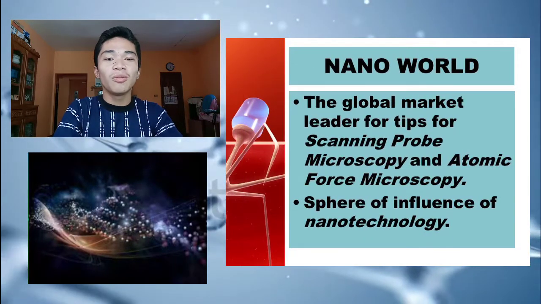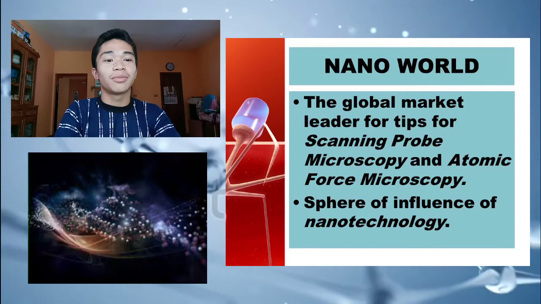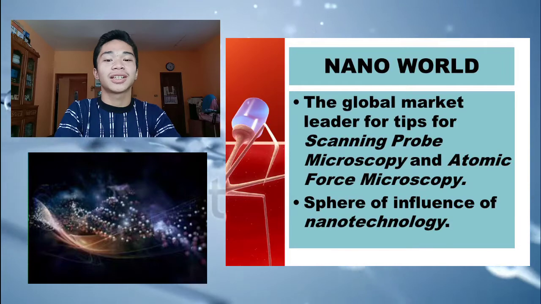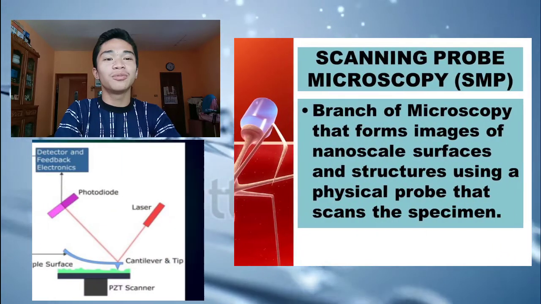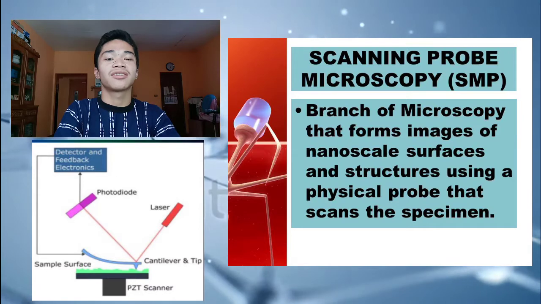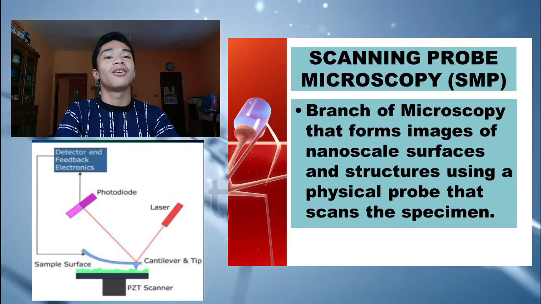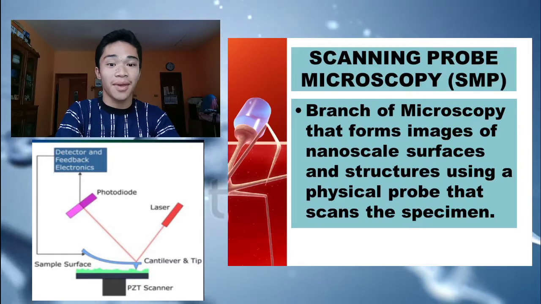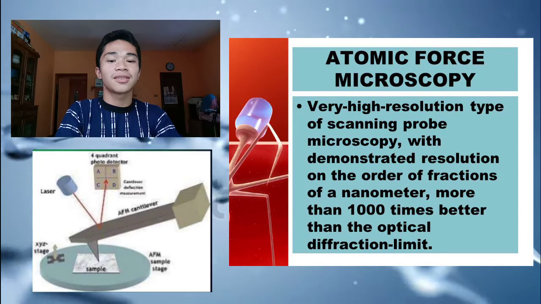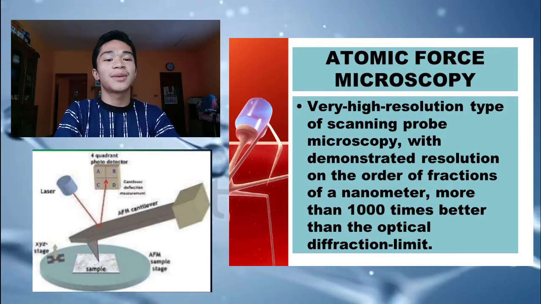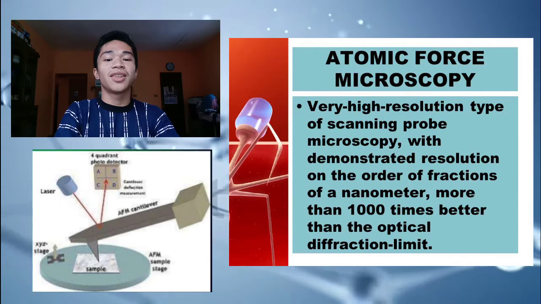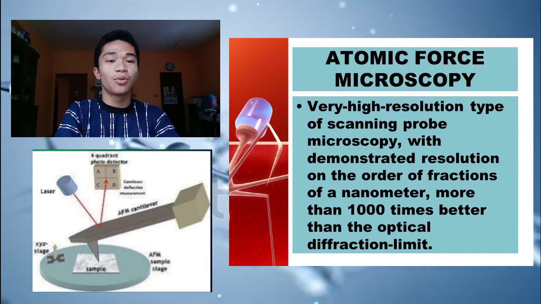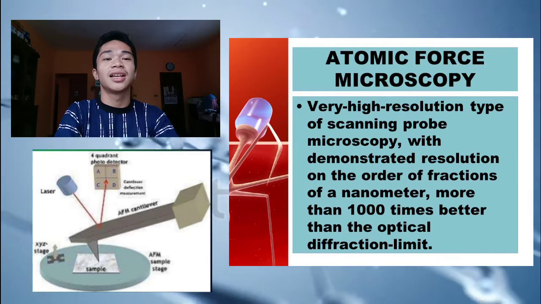Nano World. The global market leaders for the tips of scanning probe microscopy and atomic force microscopy. It is a sphere of influence of nanotechnology. Scanning probe microscopy, or SPM, is a branch of microscopy that forms images of nanoscale surfaces and structures using a physical probe that scans the specimen. Atomic force microscopy is a very high resolution type of scanning probe microscopy with demonstrated resolution of the order of fractions of a nanometer, more than 1,000 times better than the optical diffraction limit.